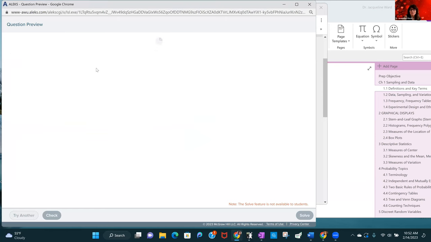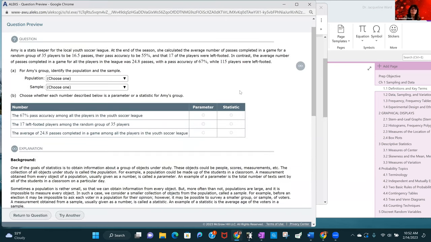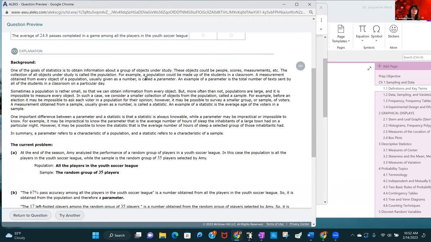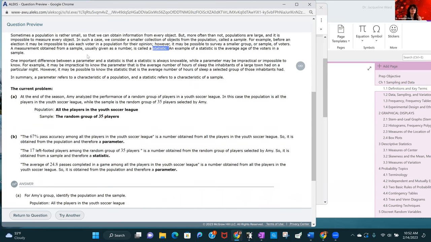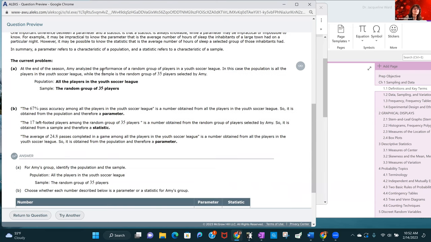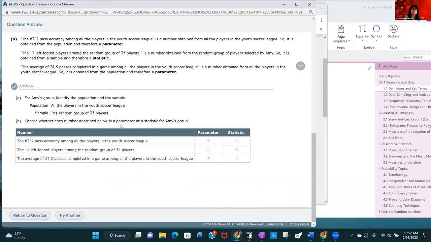And we'll just look at the explanation in here too. So you guys have access to all of this explanation. It gives you a lot of background and discussion about population parameter. Notice they've italicized some of the keywords there, sample and statistic. And so they explain all of that and then summarize the answer down here, which is really nice.